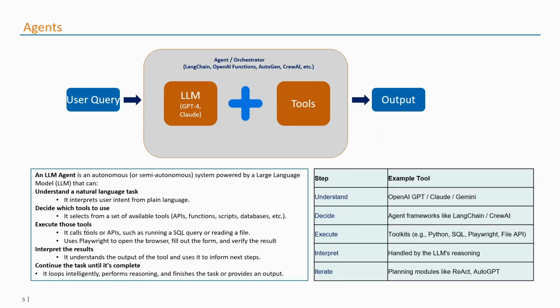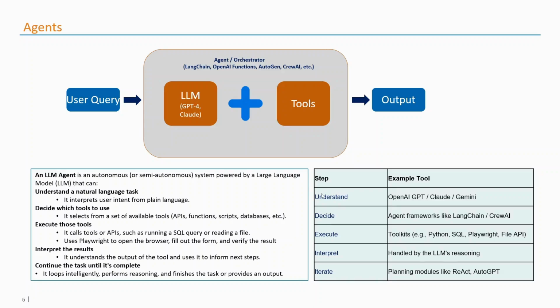The agent then executes these tools. It can call the tools directly or via APIs, such as running an SQL query, reading a file, using Playwright to open the browser, filling a form and verifying the results, and things like that. Then it interprets the results, understands the output of the tool and uses it for the next steps. It will continue to do the task until it is completed. So it intelligently performs the reasoning, finishes the task and provides an output.